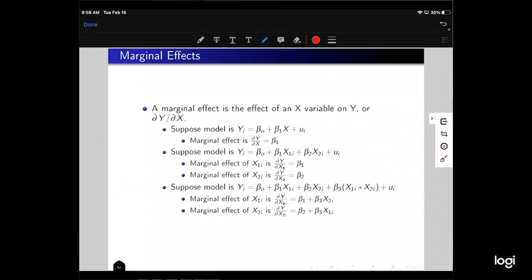So what do we mean by marginal effects? A marginal effect is essentially what we've been talking about. It's the effect of x on y, but we call it a marginal effect when there's something a little bit more complicated than just a single variable model. And the way we figure out a marginal effect is oftentimes by taking the derivative of the regression model with respect to the variable that we're interested in, in this case, x.